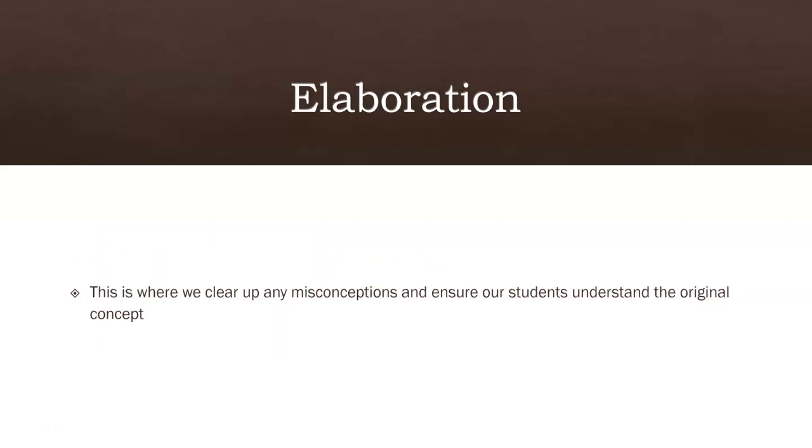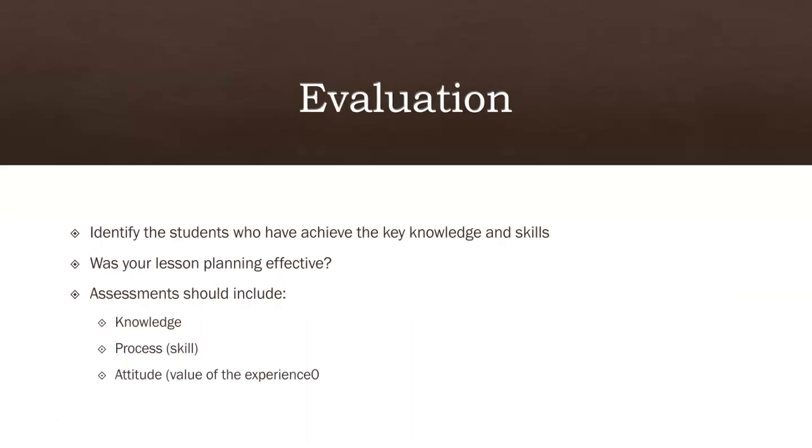Next is elaboration. This is where we're going to clear up any misconceptions and ensure our students understand the original concept. So this is where we're going to bring the class back together. And we're going to say, oh yeah, that's a great idea of a way to explain it, but how does that tackle what we already know about solids, liquids, and gases, or what we know about living things? So this is when you need to have them pull together that knowledge that they have and that you've taught them into this. Then identify the students who have achieved the key knowledge and skills through evaluation.